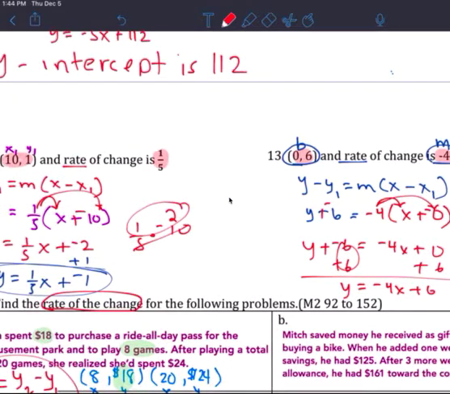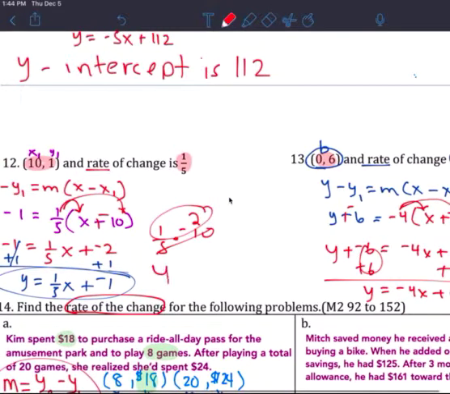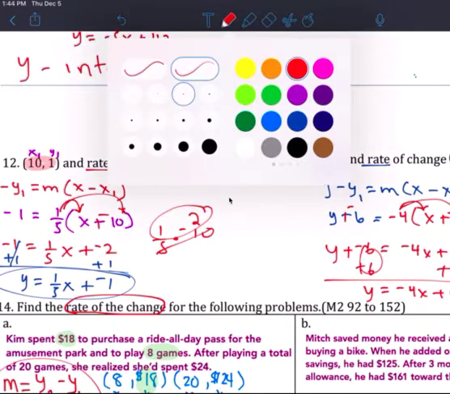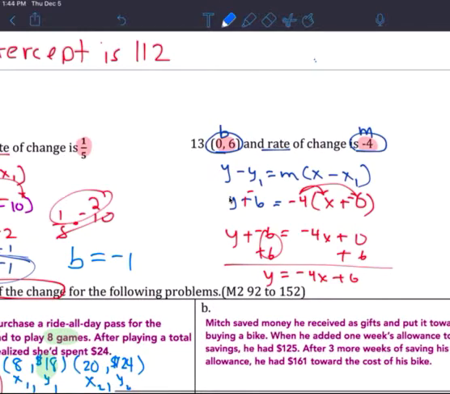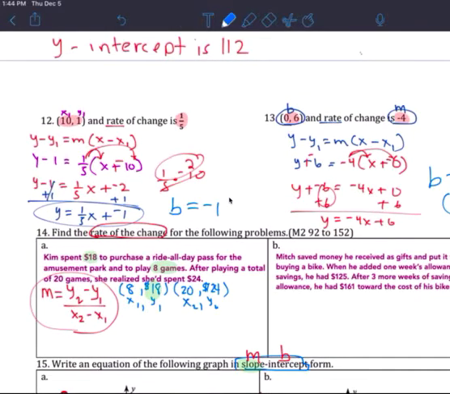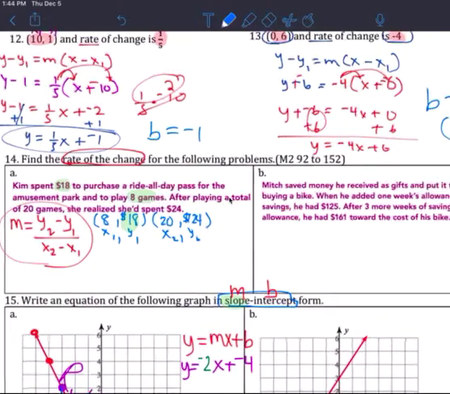Y-intercept. Oh, I didn't put what the y-intercept is here. Well, b is, okay. B is the y-intercept of 6. Or 0, 6, right? Okay, I did start out with you for number 14A. I expect you to do that.